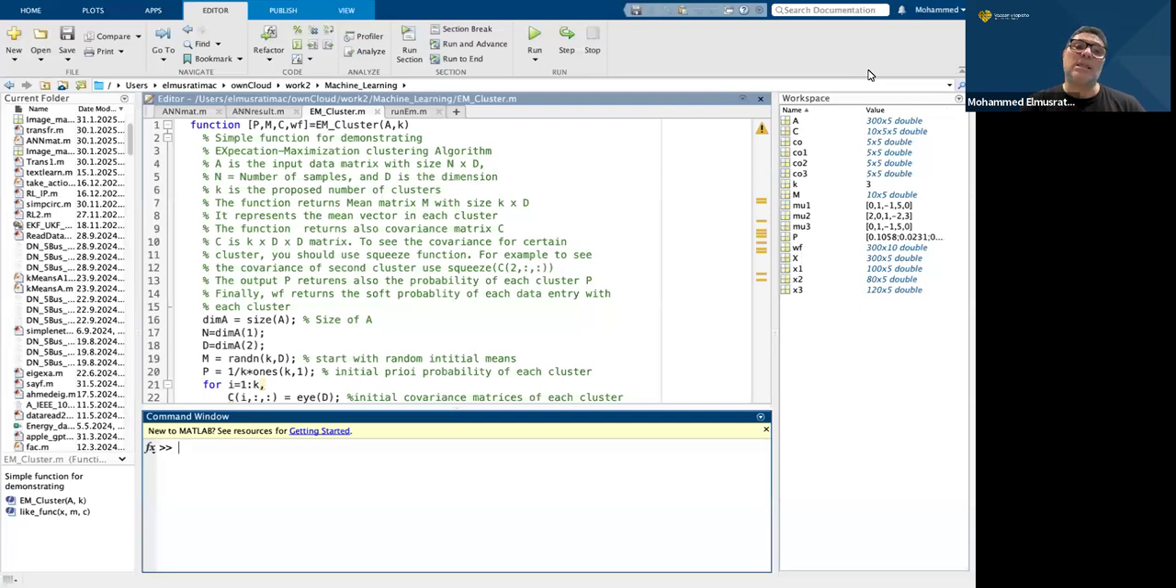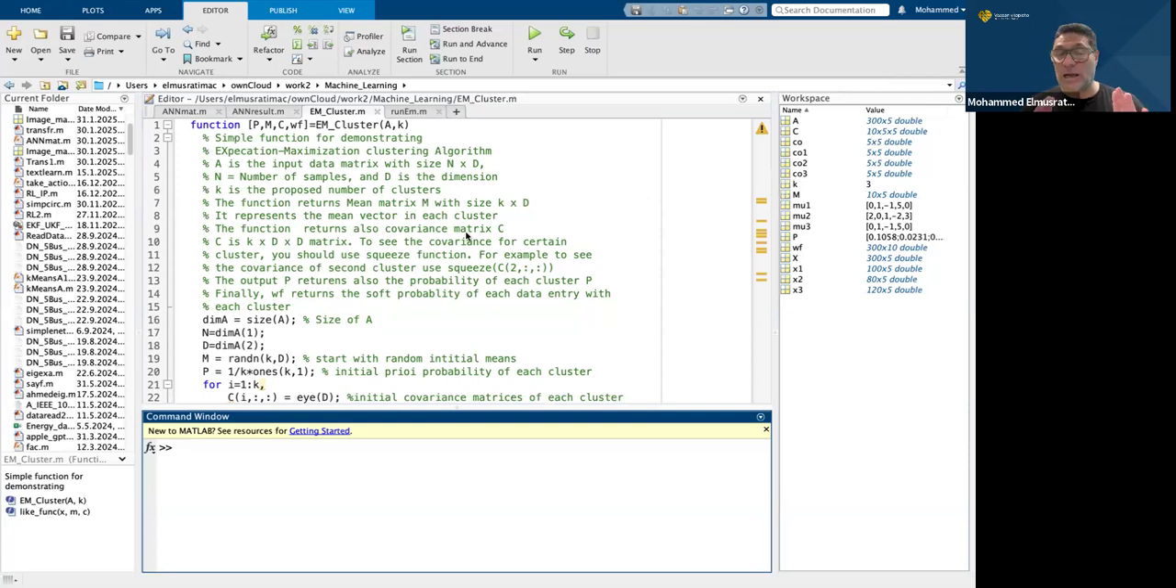So I wrote this code. I will put it in Moodle. The idea of this code, and actually the purpose of this short recording, is just to show you how to use the code. It is in the same way that I recorded how to use the artificial neural network code that I wrote for this course, and also the k-means code, which was also written for the purpose of explaining the algorithm. So this code is a simple function.